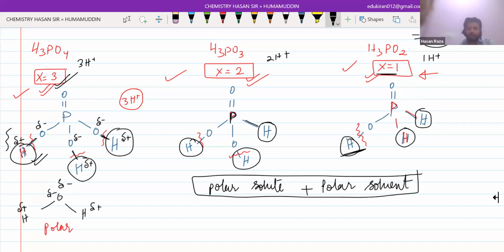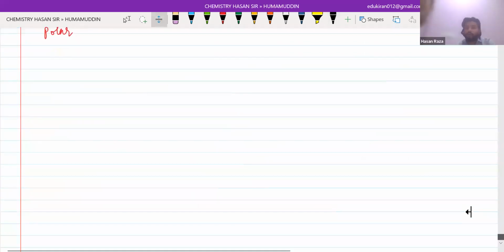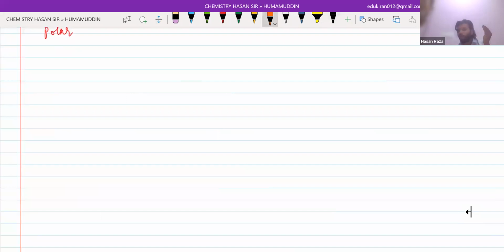Yes, sir. So we now know how to calculate equivalent weight. Equivalent weight is equal to molar mass upon X. And X you can easily calculate. If it is an acid, you need to see how many H plus it really gives. If it is a base, you need to see how many OH it gives. That will be equal to the X. And if it is a salt, then you need to see either total positive or total negative charge. So we are done with the equivalent weight.